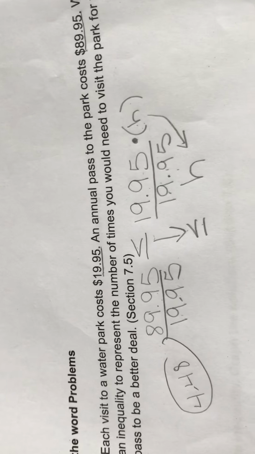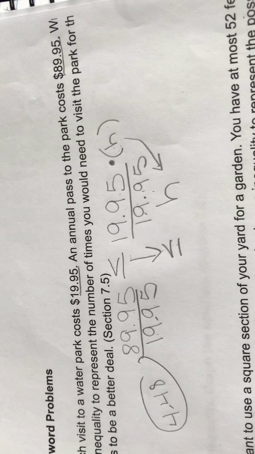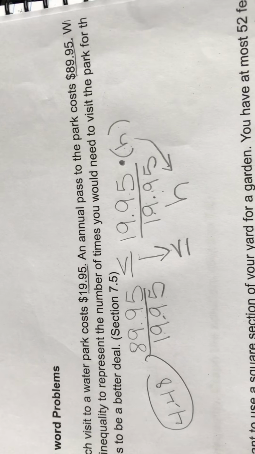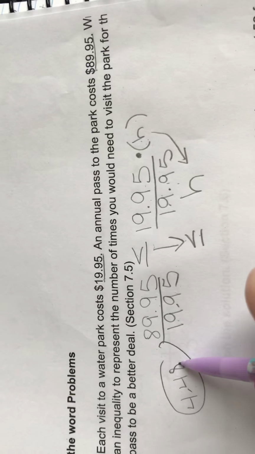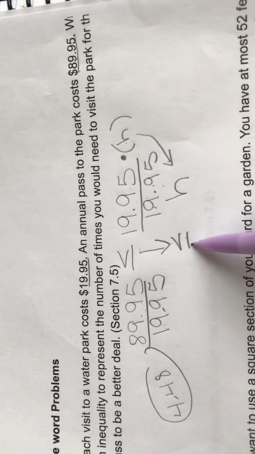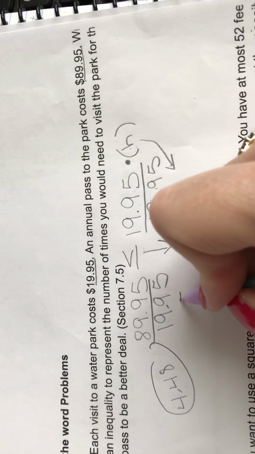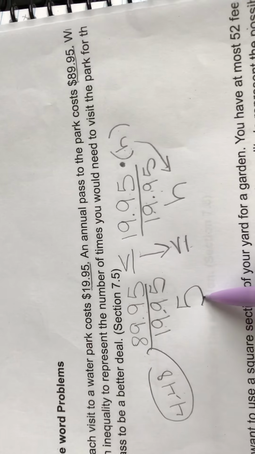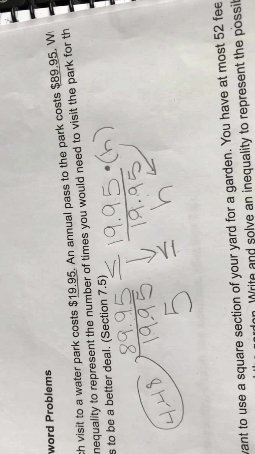But here's the thing. I can't go to the park 4.48 times. How would that work? I can't do that. So I'm going to round up because remember it says less than or equal to. So I know I can go at least 5 times to get my money back. And that's how we're going to solve it.